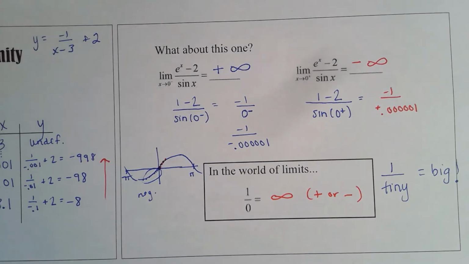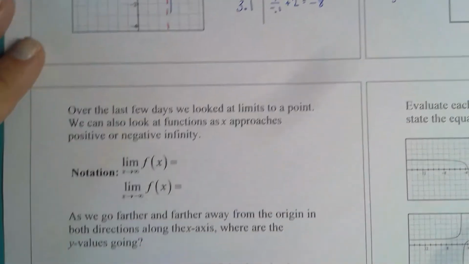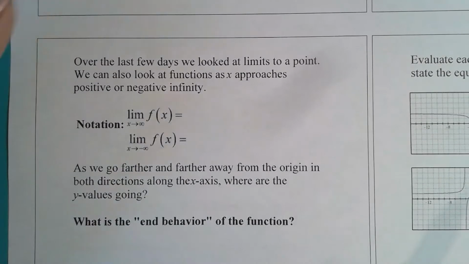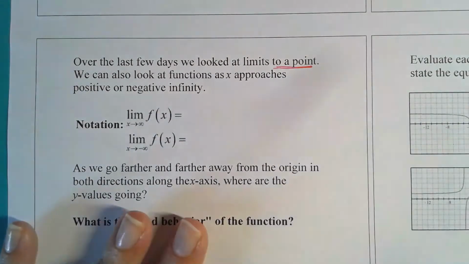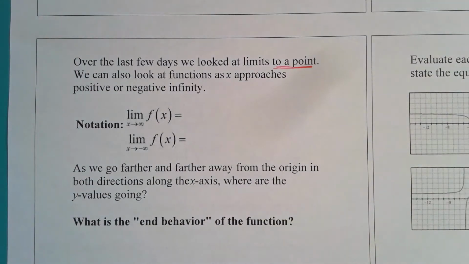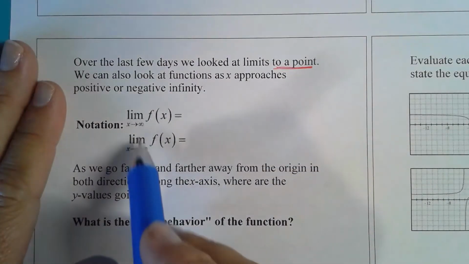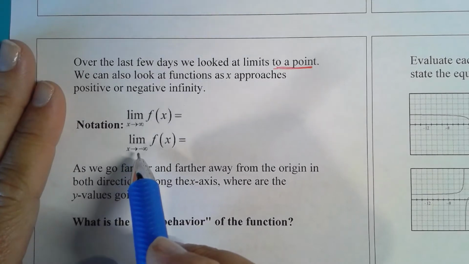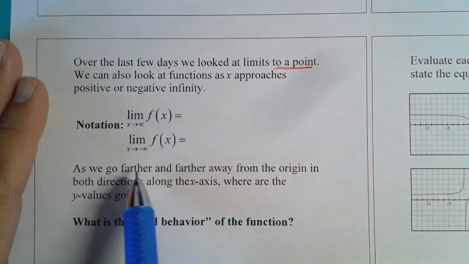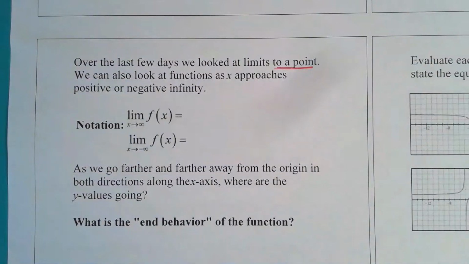All right, let's do something a little simpler here. Over the last few days, we've been looking at limits to a point: as x approaches 3, as x approaches 0, as x approaches pi. However, and we talked about this last year in pre-calc, we can also look at functions as x approaches positive or negative infinity. The notation hasn't changed, but instead of a number, we're going to have an infinity. The idea is we're going to get farther and farther away from the origin in both directions along the x-axis.